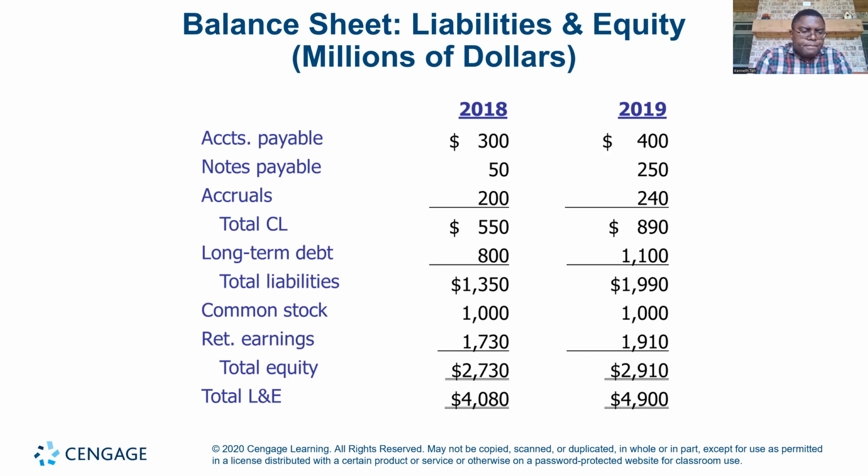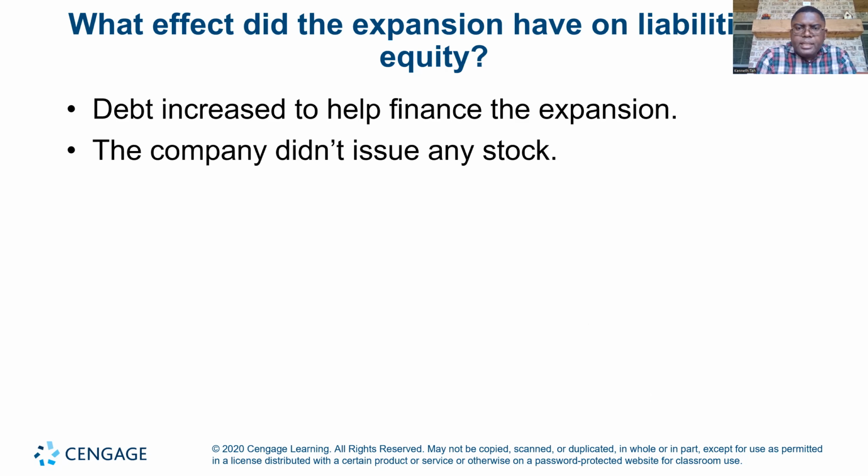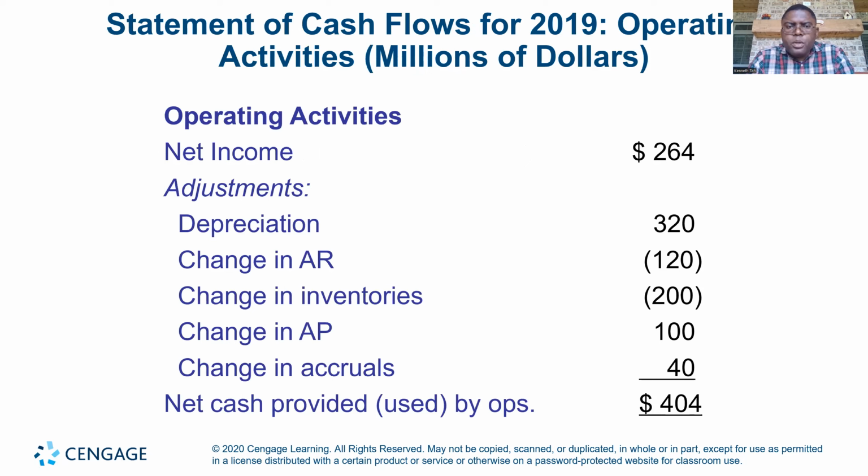All right, the next statement we want to look at. So this is what we just said about what is going on the liability and equity side. Debt has increased, but the company did not issue any stock. Retained earnings has increased.